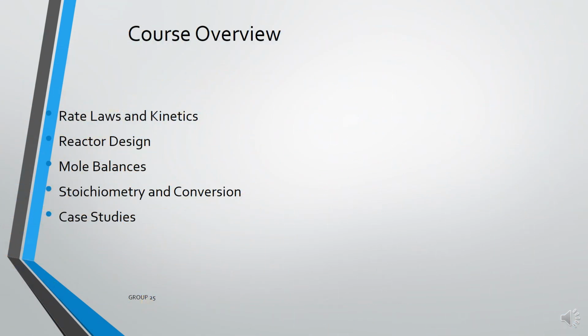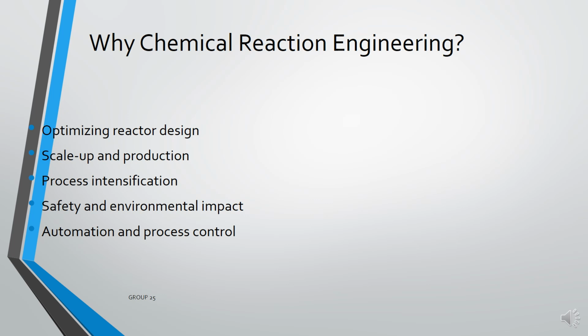Understanding chemical reaction engineering is in the understanding of rate laws and kinetics, reactor designs, mole balance and how it relates to the various reactors, stoichiometry and conversion. Chemical reaction engineering is key and important to chemical engineers as it is applicable in all aspects of reactor design, scale-up and production, process intensification, automation and process control, not forgetting the safety of the plant and environmental impacts.